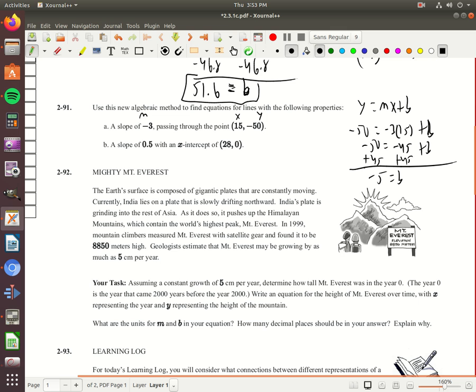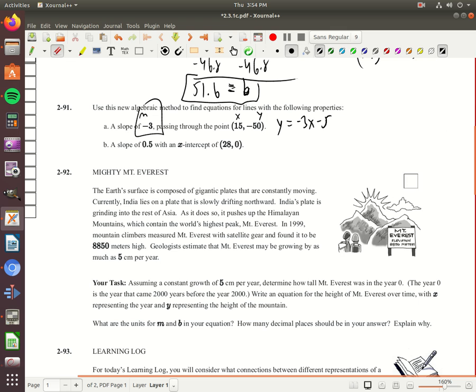-5 equals b. I already have my m. So my equation is y equals -3x minus 5. If I plug 15 in, I should get -50. -3 times 15 is -45, minus 5 is -50. So that equation seems good.